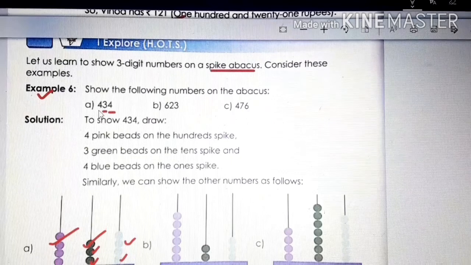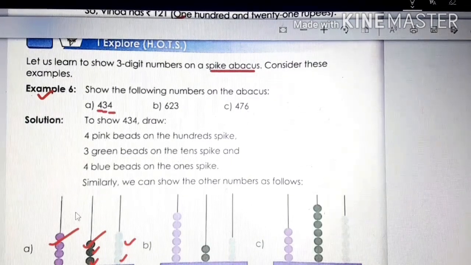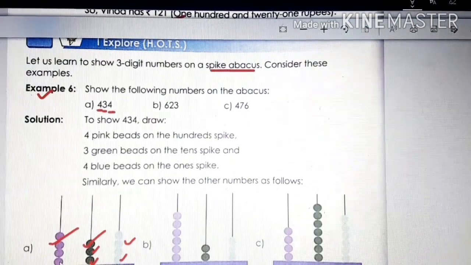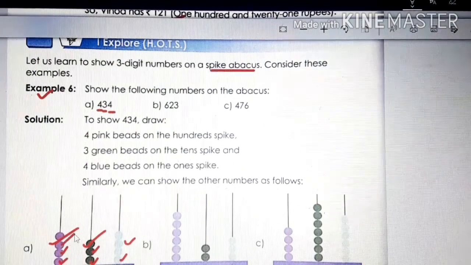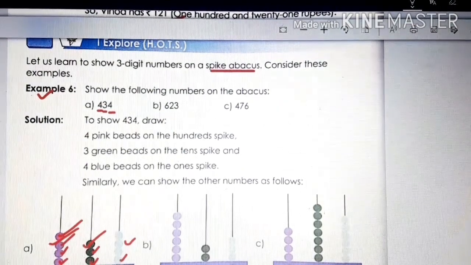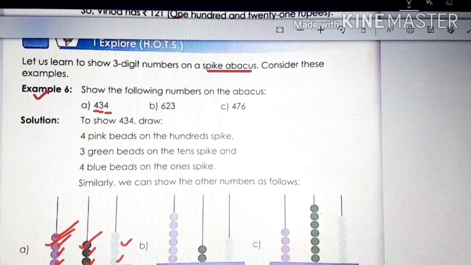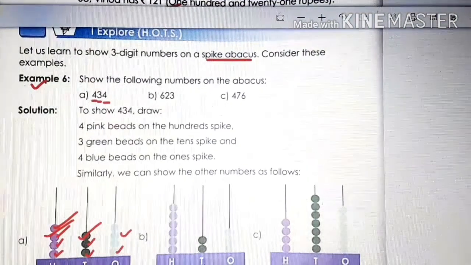Then next, 4 is in which place? Hundreds place. So how many beads will you put? 4 beads. Okay? 4 beads. So you get the number 431, and the other two are the same.